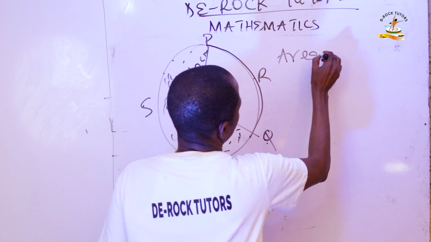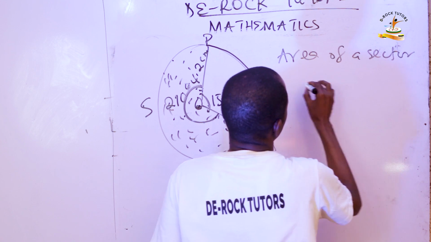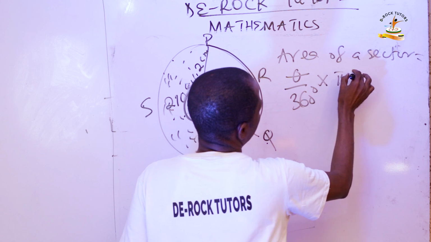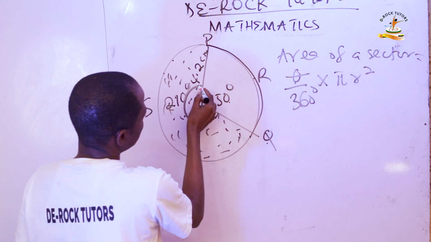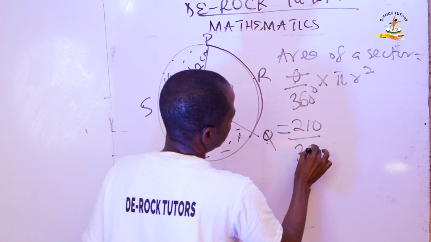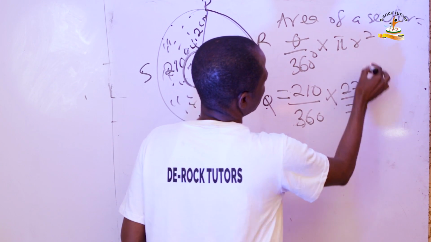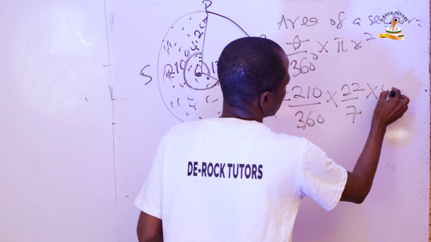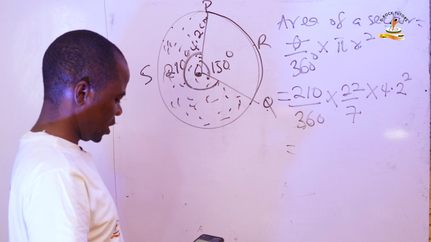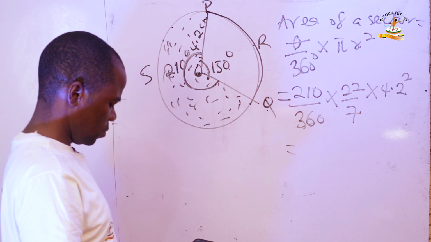Using the simple formula for area of a sector, area of a sector is equal to theta over 360 degrees times pi r squared. Theta is the angle subtended, which we calculated as 210. That's 210 over 360 times pi, that's 22 over 7, times r squared, where the radius is 4.2. That's times 4.2 squared. Now, if we make use of our calculator, that will be 210 times 22 times 4.2 times 4.2.